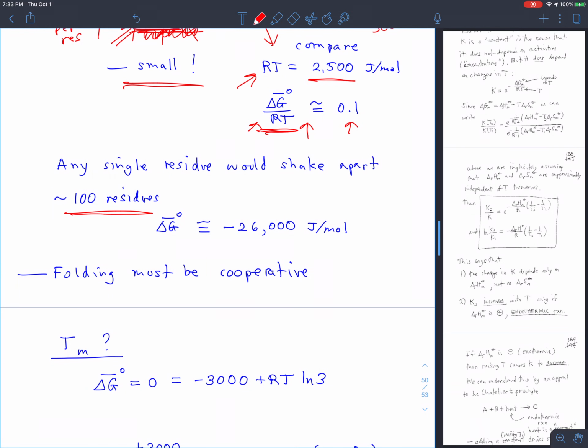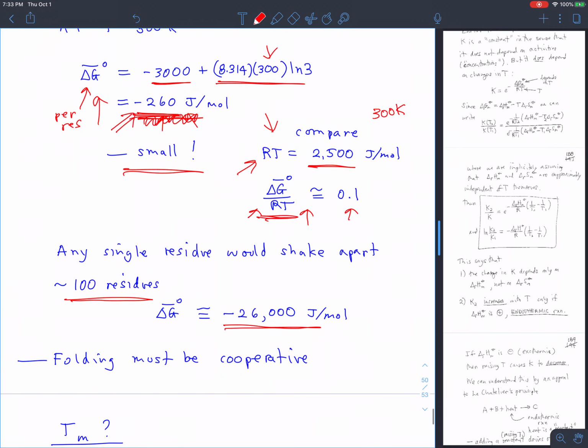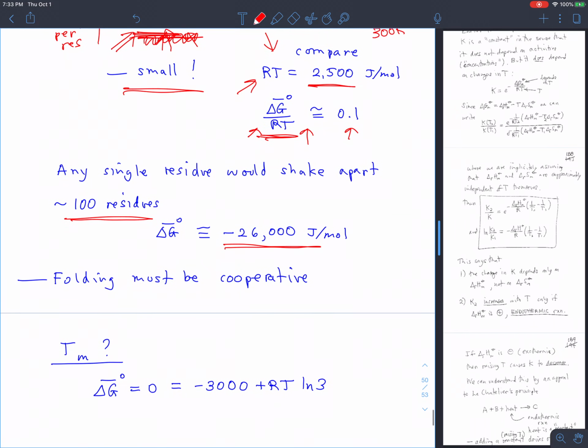Then you've got a delta G that's minus 2,600, not 260, right? 100 times bigger than 260, minus 2,600 joules per mole. That's big. That's big enough. That's much bigger than RT, 10 times bigger than RT. And so that's big enough to make the final folded protein be stable.